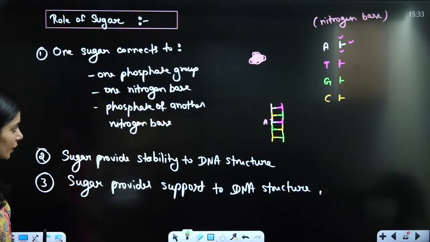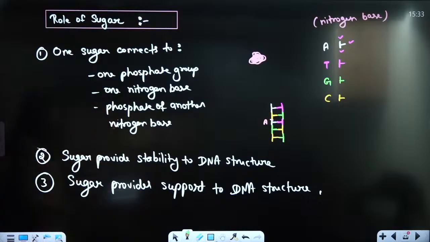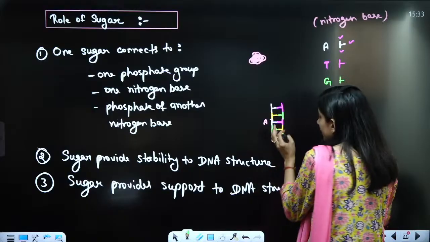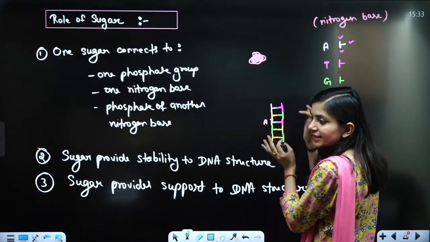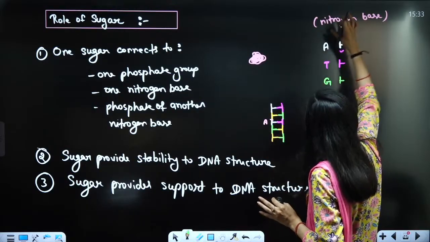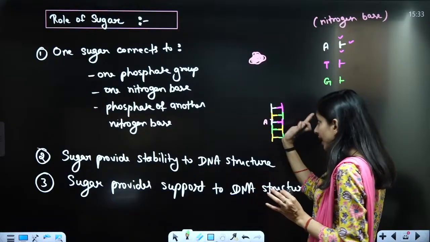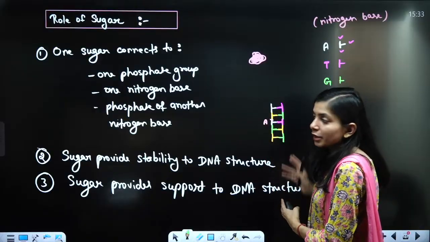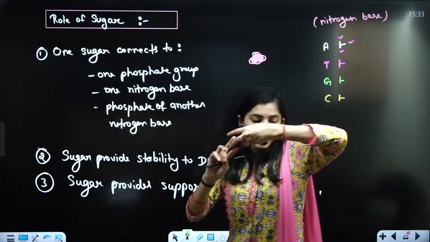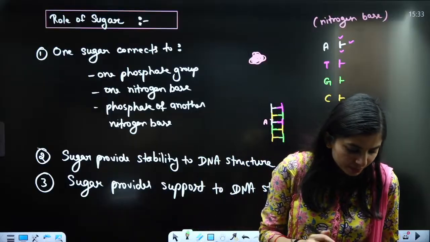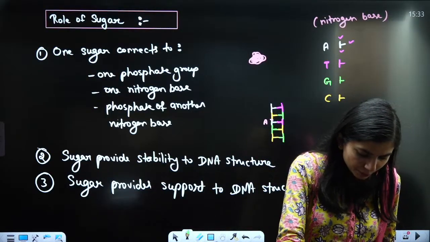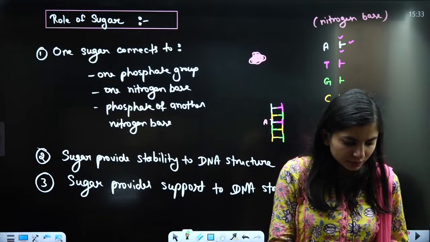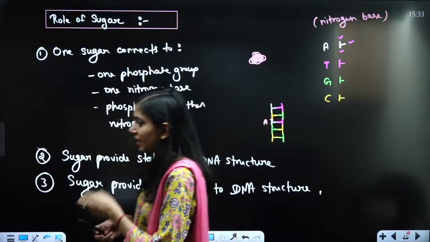Okay, so from this perspective you have understood the role of the sugar, and you have understood one more thing: based upon this three-sided bond, every single nitrogen base is attached with another nitrogen base, and that's how this structure is completed. Once it is completed, it is bound together, and based upon this binding we can understand the structure.